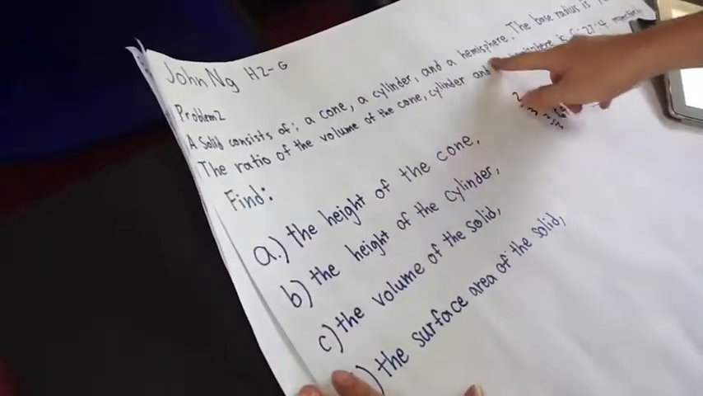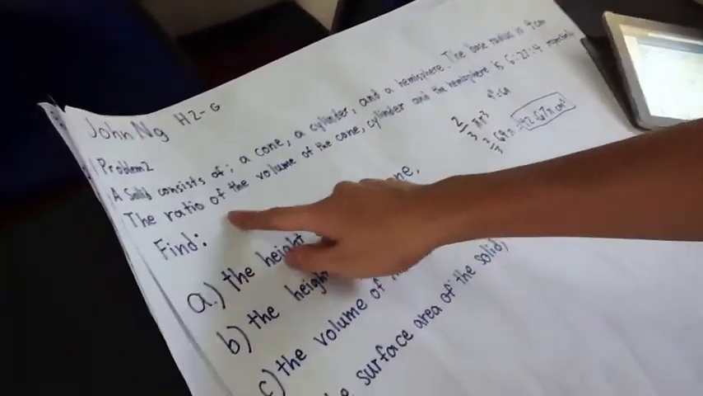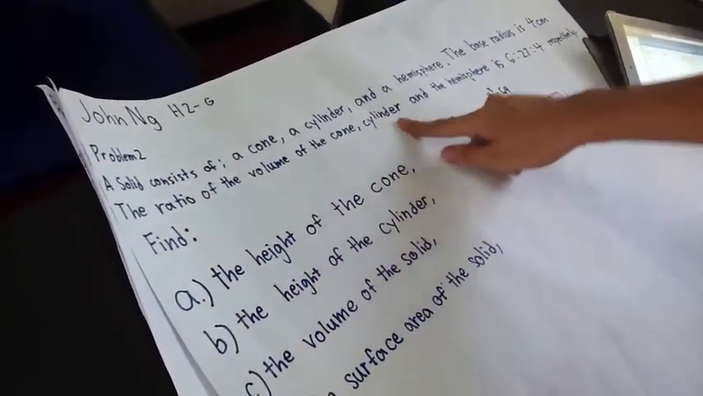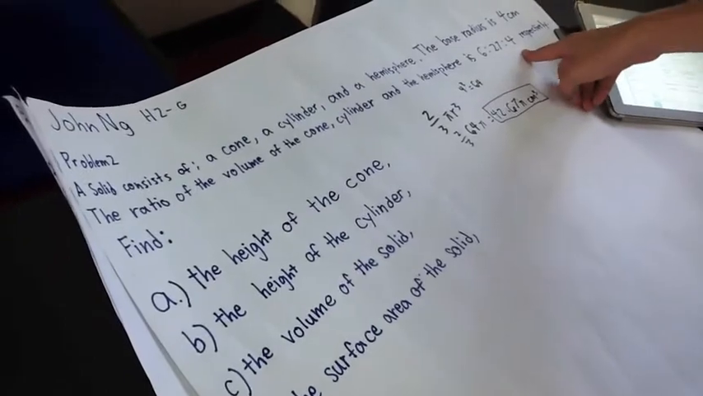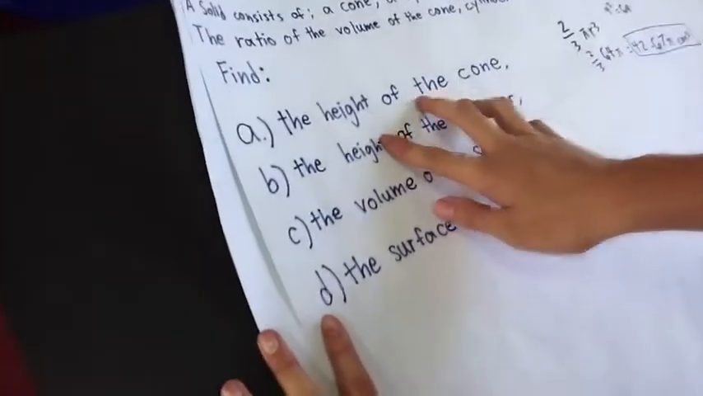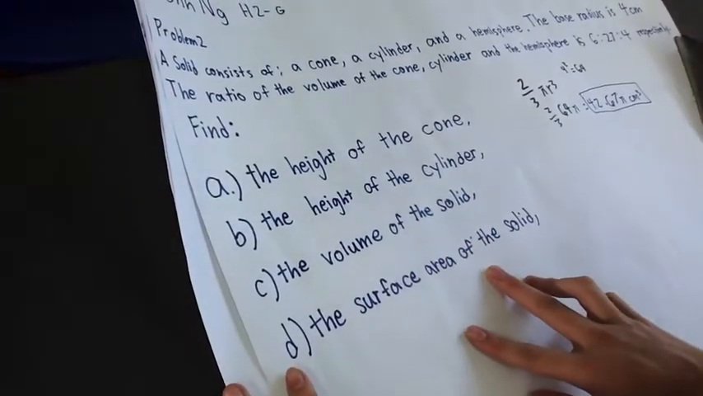In problem number 2, it says a solid consists of a cone, a cylinder, and a hemisphere. The base radius is 4 cm. The ratio of the volume of the cone, cylinder, and hemisphere is 6:27:4. So we have to find the height of the cone, the height of the cylinder, the volume of the solid, and the surface area of the solid.